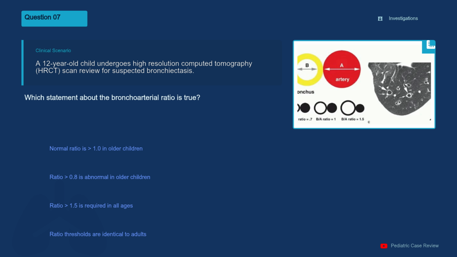Option A, normal ratio is greater than 1.0 in older children. Option B, ratio greater than 0.8 is abnormal in older children. Option C, ratio greater than 1.5 is required in all ages for diagnosis. Option D, ratio thresholds are identical to adults. Accurate interpretation of pediatric chest imaging requires knowledge of age-specific normal values. Using adult criteria in children leads to diagnostic errors.